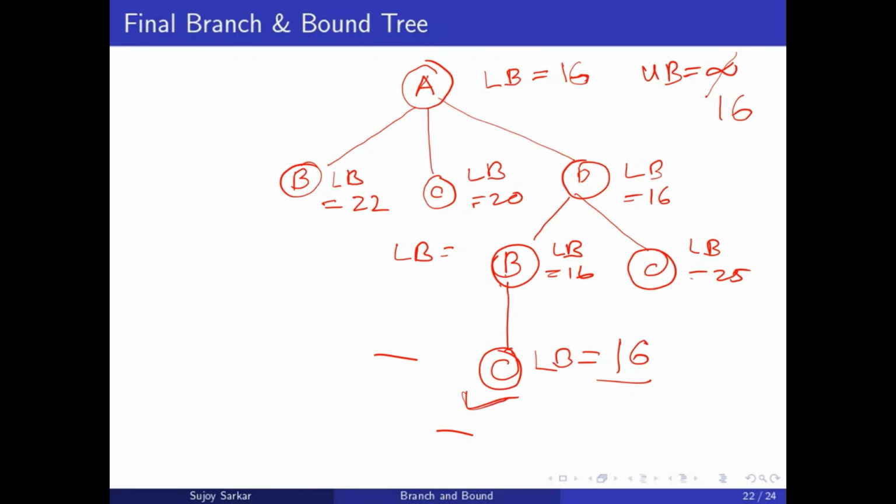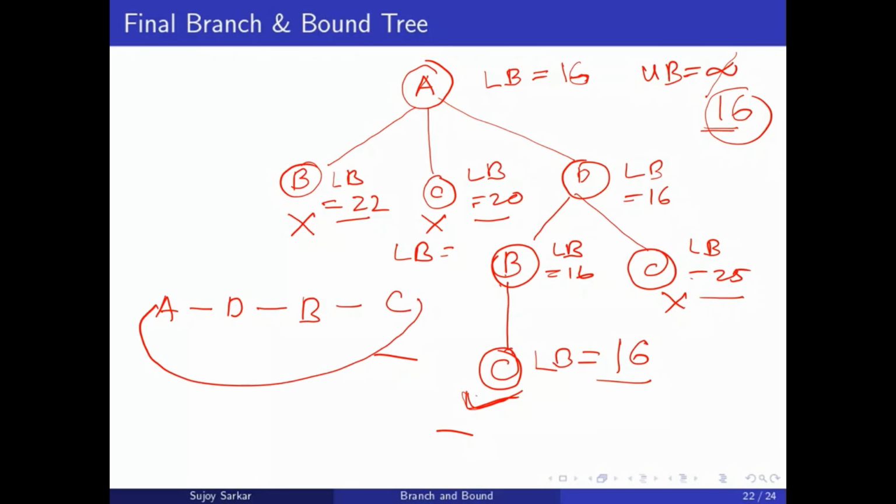Next, which node will we pick up? Whatever live nodes remain, their costs are more than the current upper bound. So remaining nodes are costing 22, 20, 25, which are greater than the upper bound. So we'll prune all the nodes, and we got our solution. Search is completed. No more nodes remaining to explore. We got the solution. What is the solution? A to D, D to B, B to C, C to A. Right. This is our tour.